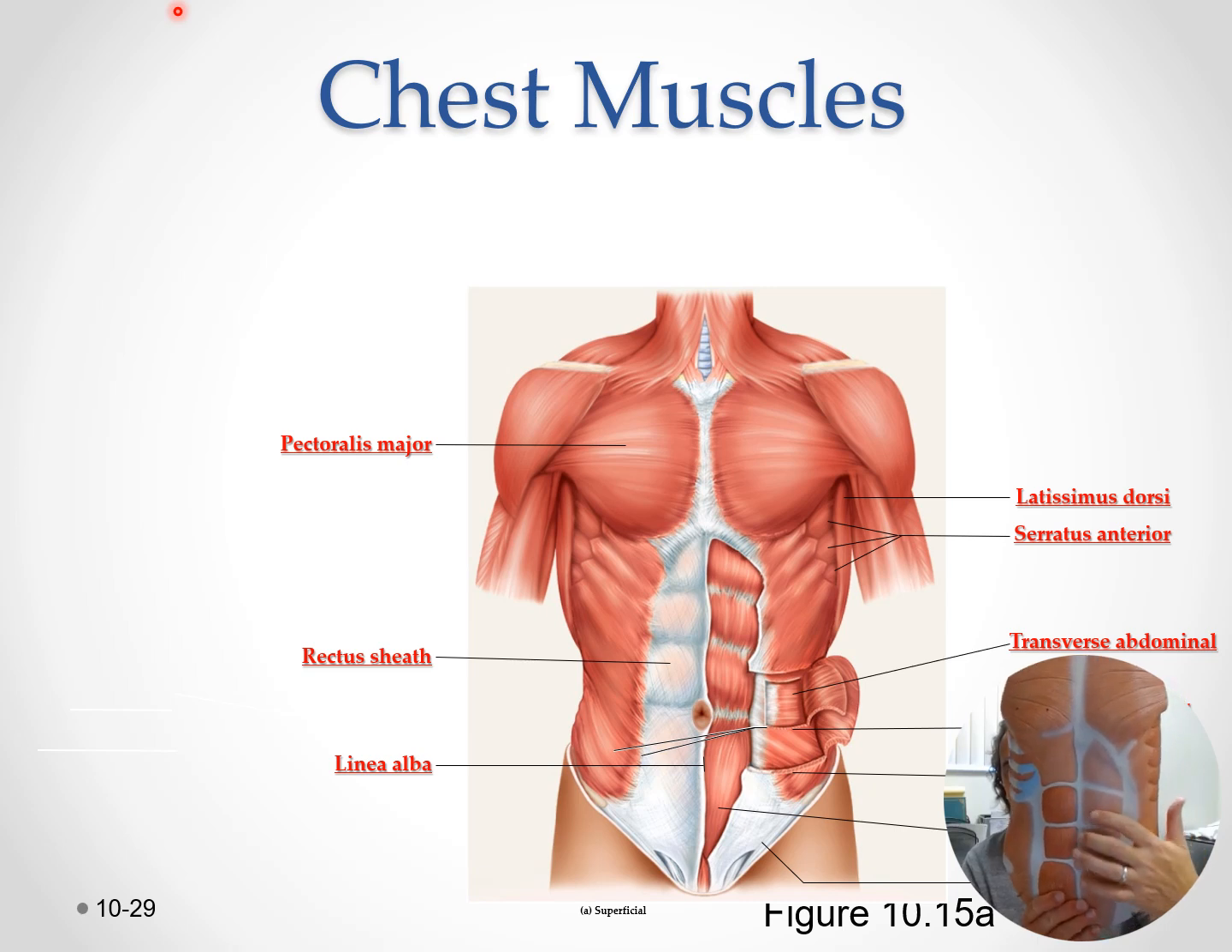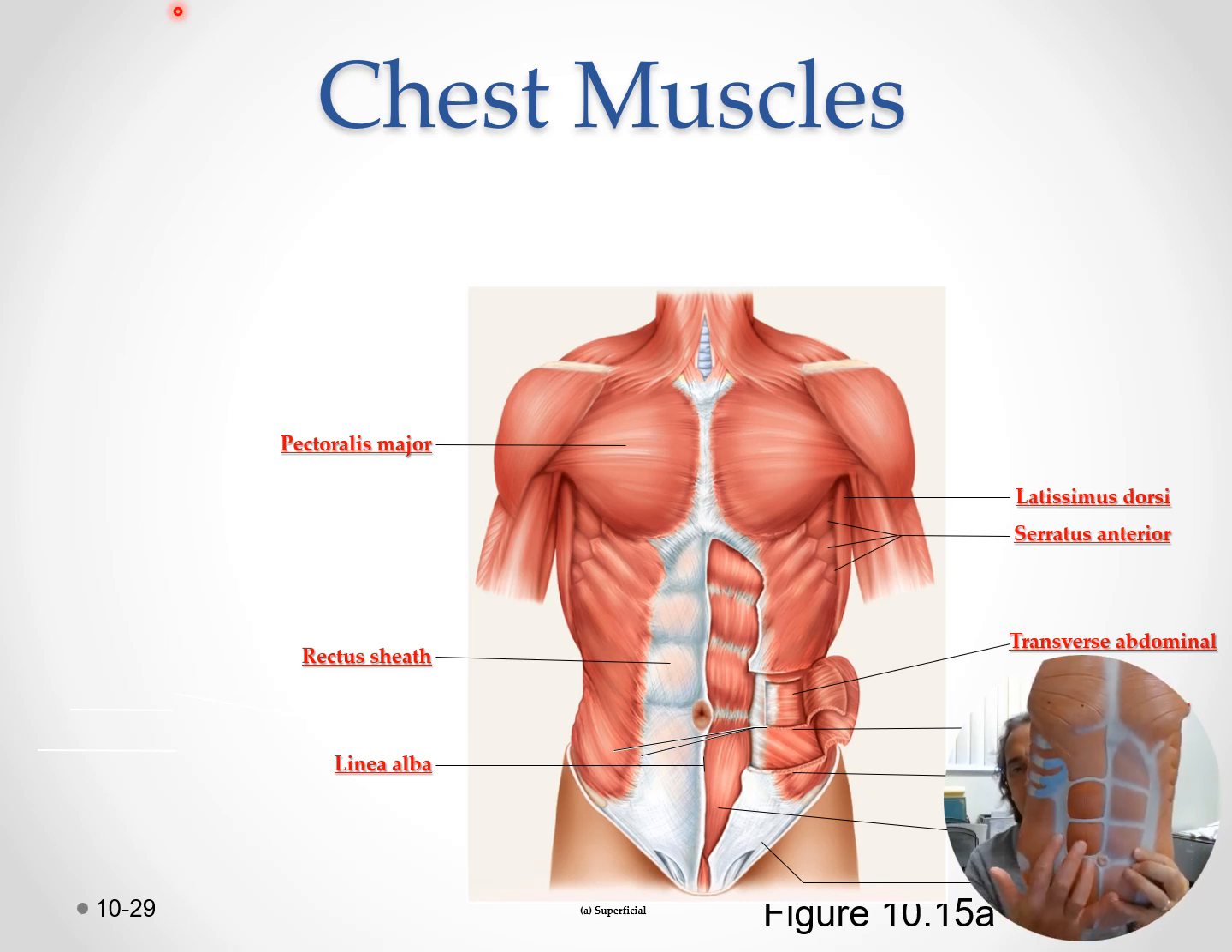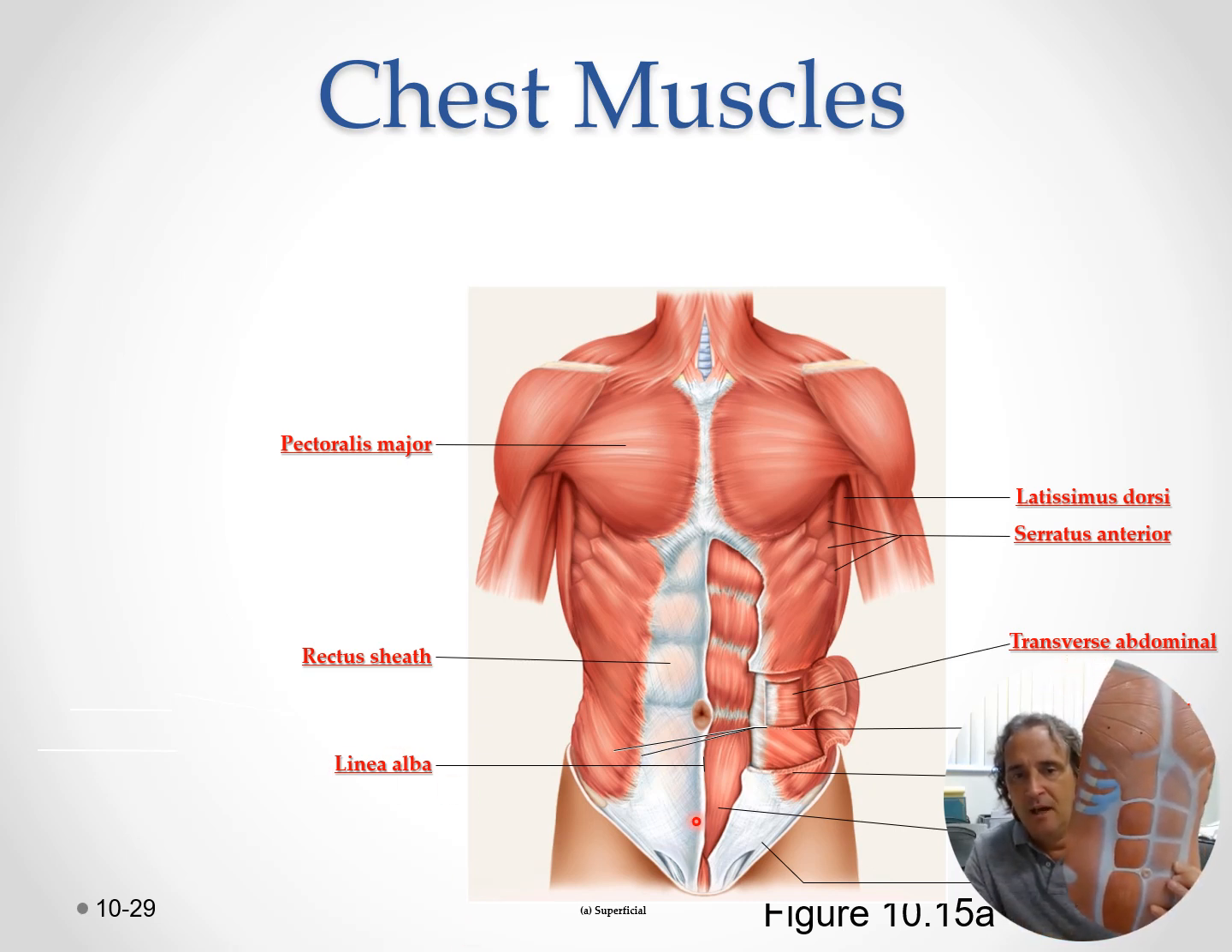So you do have your rectus abdominis. Going down the middle is your linea alba. So if you see linea alba running down the middle, you also have the linea alba running down the middle here. You have that white that covers the rectus abdominis, and that's going to be called the rectus sheath, so the rectus sheath is right there.